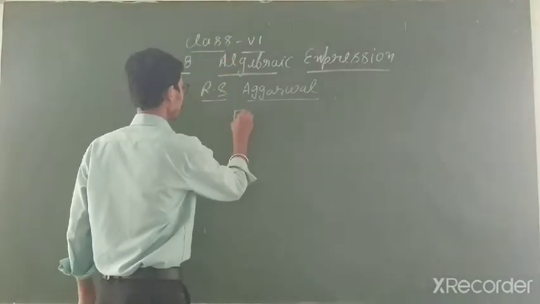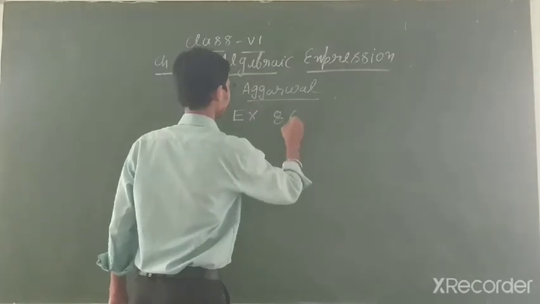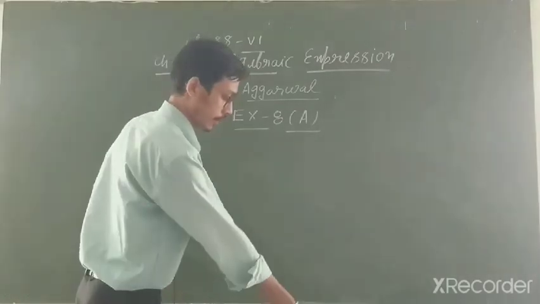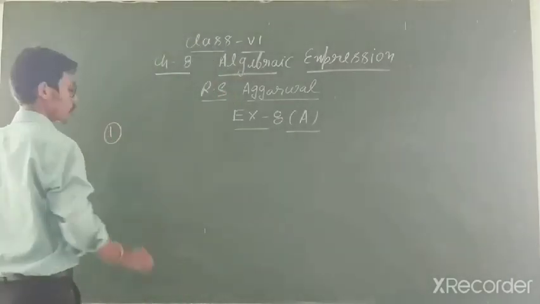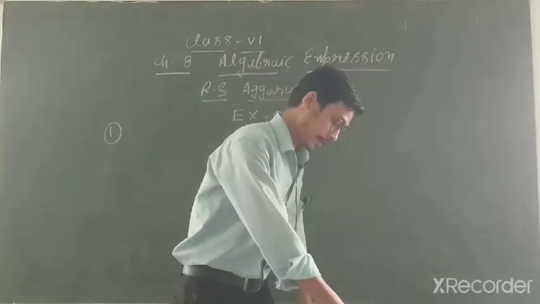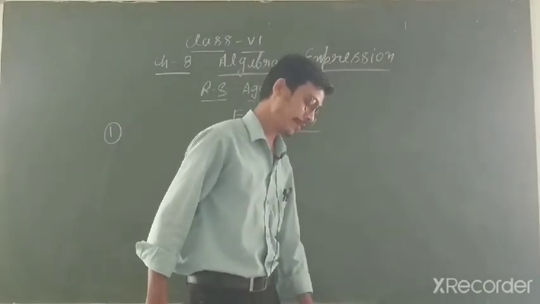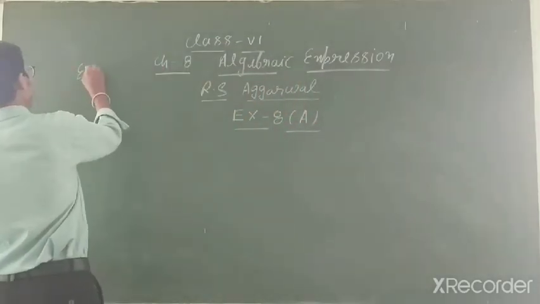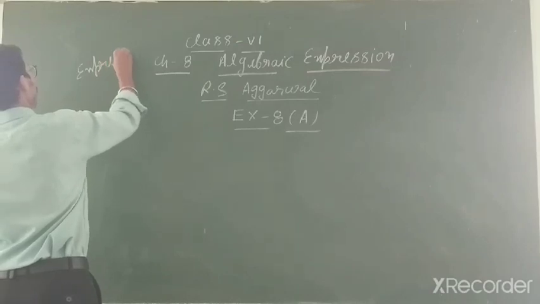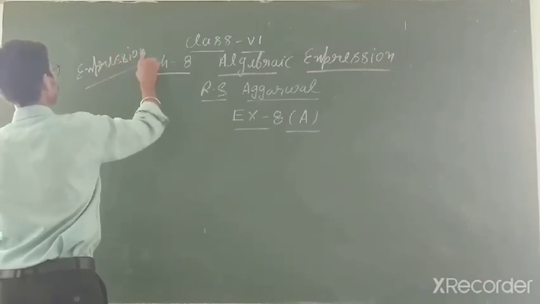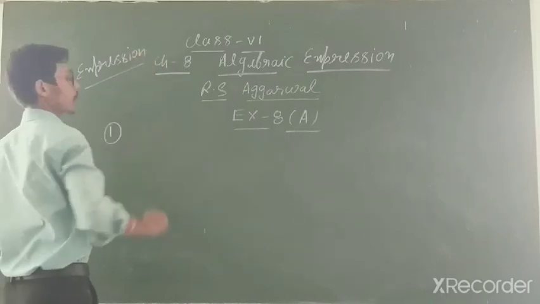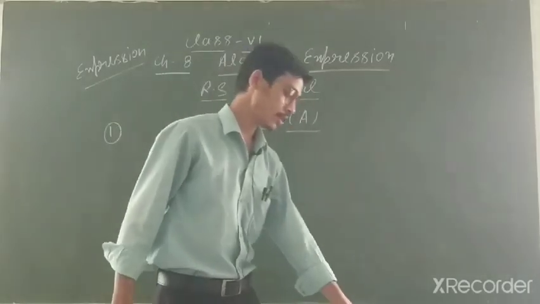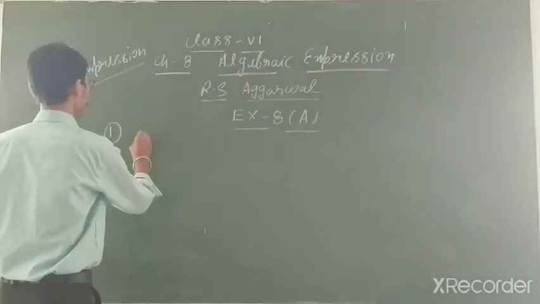So students, this is Exercise 8A. Clear, students? So now come to the questions. We will start from question number 1. Question number 1, it is given, write the following using literal numbers and signs of basic operation. Yani you have to form the expression using general signs like addition, subtraction, division and multiplication. Clear, student? The first question is given, x increased by 12.